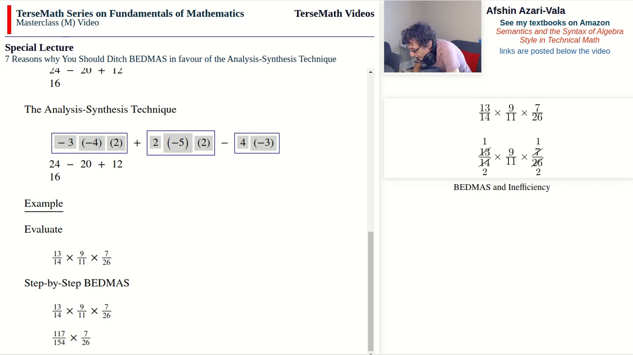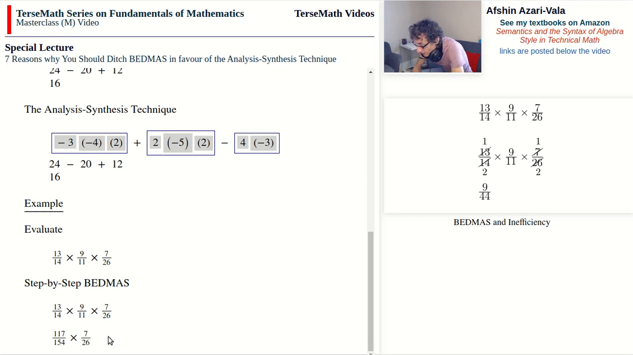And now I cannot reduce anymore, so I multiply the top numbers to get 1 times 9, 9, and 9 times 1, 9. Down here we get 2 times 11, 22, and 22 times 2, 44. So the answer is 9 over 44. It wasn't a difficult problem, whereas BEDMAS turned it into an extremely annoying kind of a problem.